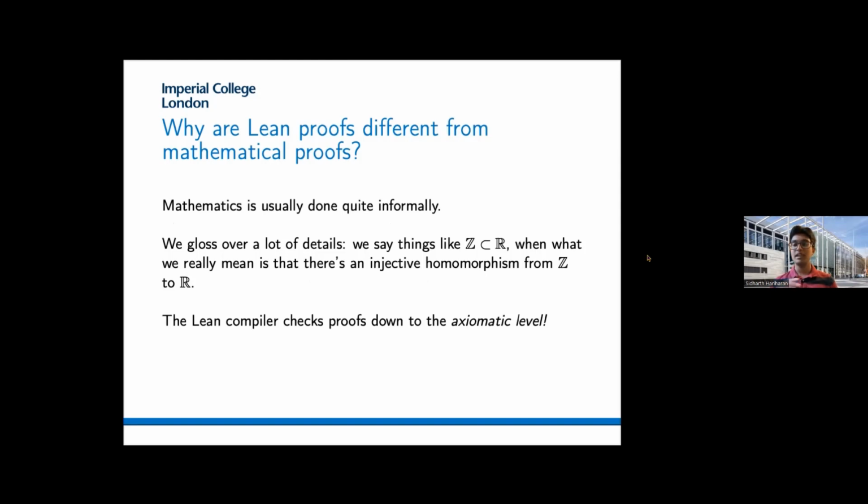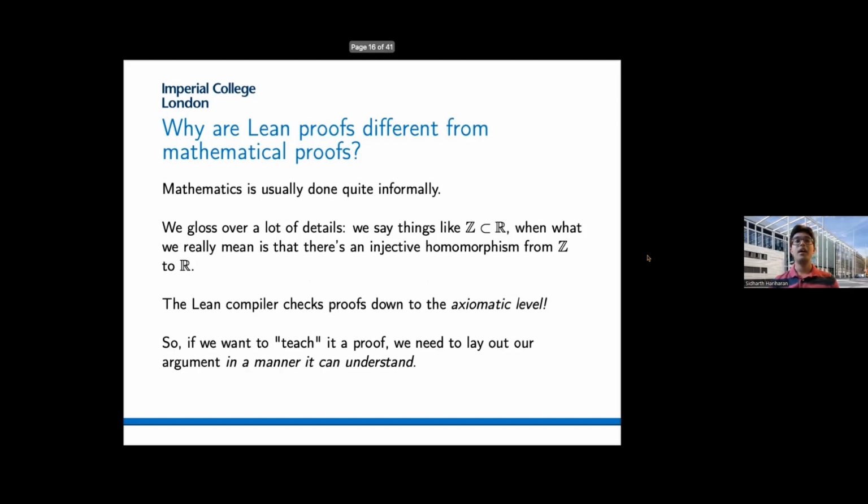The difference then is that the Lean compiler, so when you put in a proof in Lean, actually checks your proof down to the axiomatic level. So that means that, as I said, that's one of the reasons why it's so useful, because you can go into an argument in as much detail as you would like. So in particular, when we want to teach a proof to Lean, that is, when we want to formalize a result in Lean, we need to lay out our argument in a manner that it can actually understand. And this is going to be the challenge.